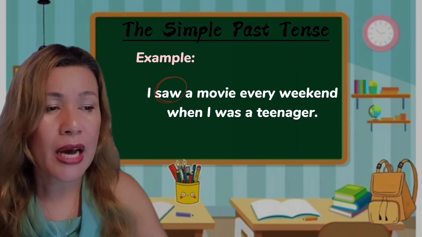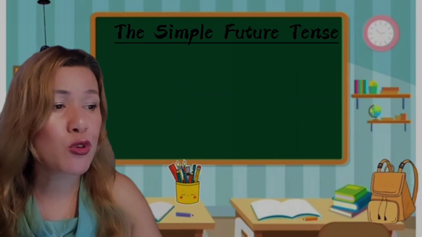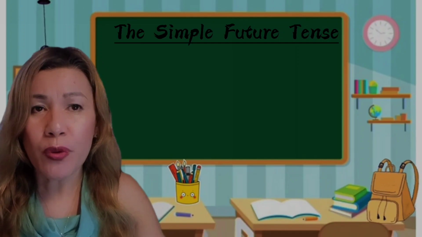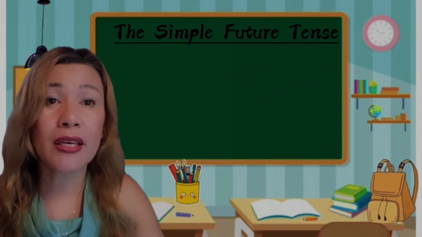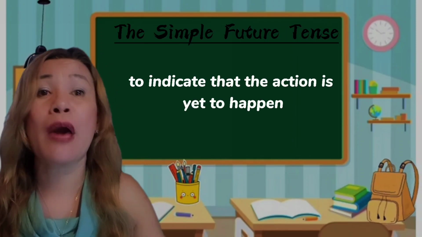Moving on. We now go to the simple future tense. When do we use the simple future tense? We use the simple future tense to indicate that the action is still to happen.